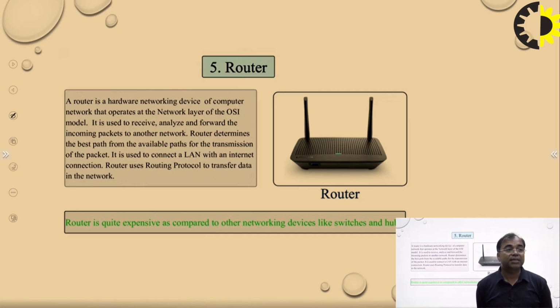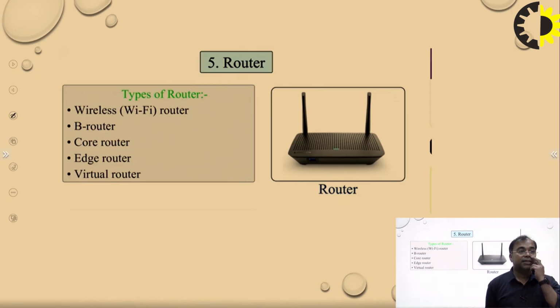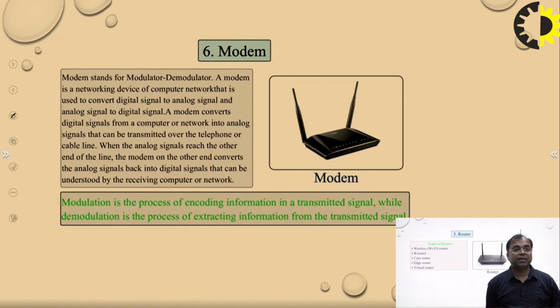A router determines the best path from the available paths for the transmission of the packet, and it is used to connect a LAN with an internet connection. Routers use routing protocols to transfer the data in the network. A router is quite expensive compared to other network devices like a switch and hub. We have wireless or Wi-Fi routers, broadband routers, core routers, edge routers and virtual routers. So nowadays we can say we have 5 types of router in networking.